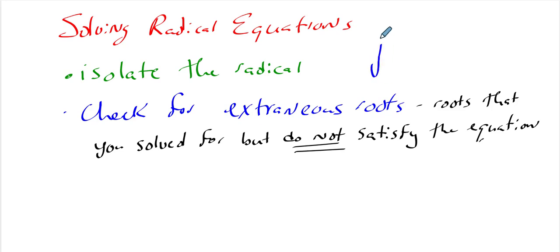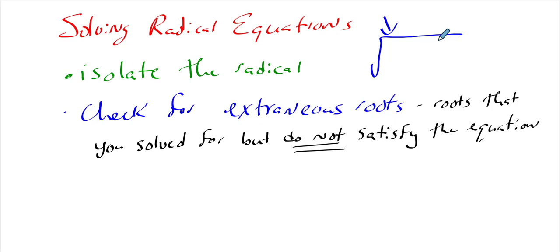So, what is a radical? It's a square root, could be a cube root, fourth root, whatever. But that's the radical sign, right? So whatever's under this is considered the radical. So we're going to isolate it, meaning the only thing that's on that side of the equation is just what's underneath that radical sign, okay?